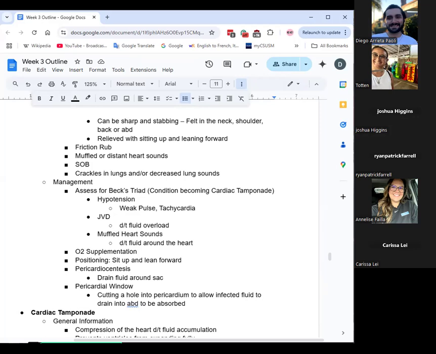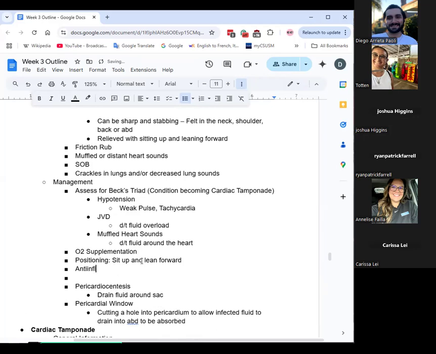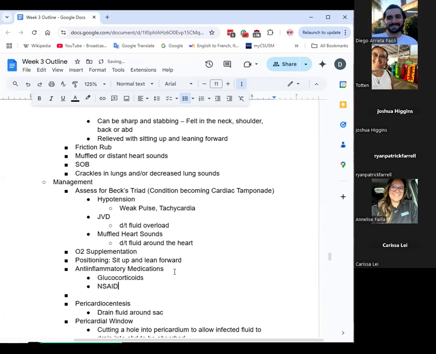So what could be effective? Anti-inflammatories. So what could that include? Corticosteroids. Yeah. NSAIDs. Glucocorticosteroids, NSAIDs, and steroids. He gave another med called colchicine.